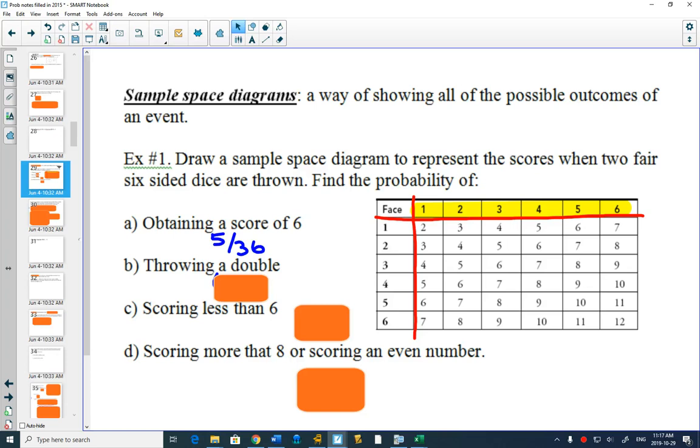Your chance of throwing a double. Count all the doubles. There's 6 of them out of 36. How many are less than 6? 1, 2, 3, 4, 5, 6, 7, 8, 9, 10, 11. 11 out of 36.